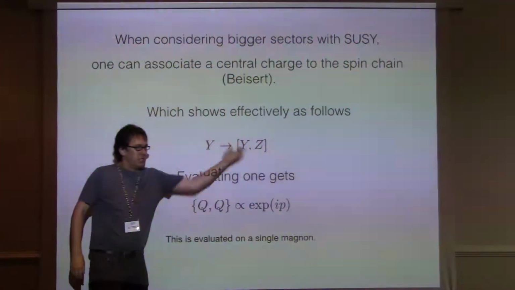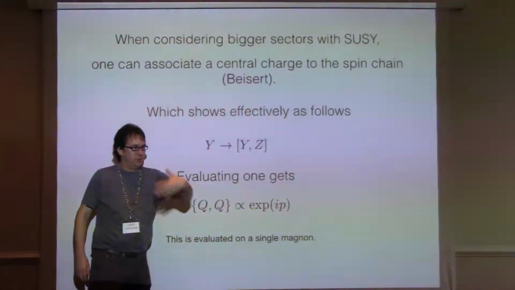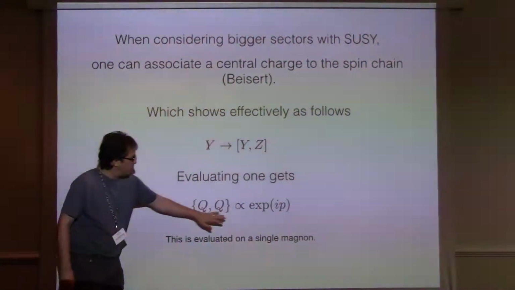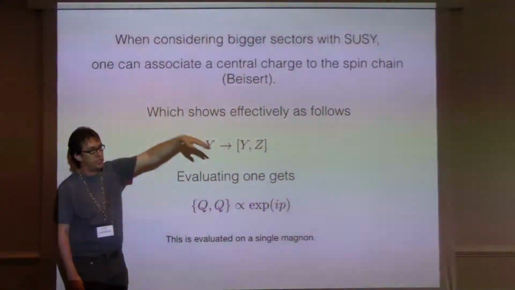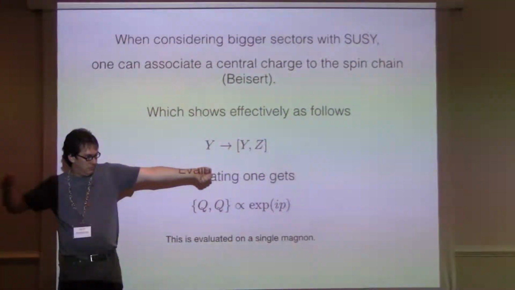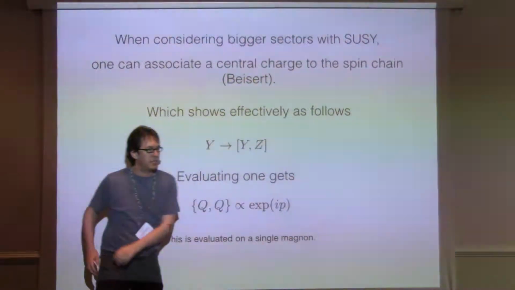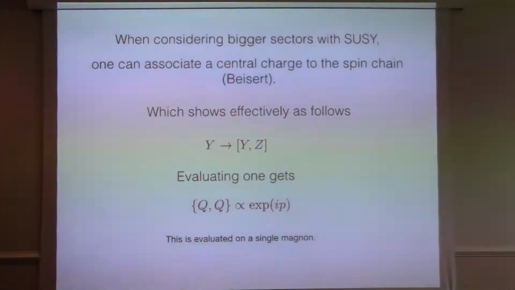the object that does this is the thing that kind of controls the dynamics of the spin chain, and this actually survives to all orders in perturbation theory. And when you compute the QQ commutator on the worldsheet of the spin chain, you get that this is proportional to the exponential of i times the momentum, and this is evaluated on a single magnon. Okay, so there's a long story here.